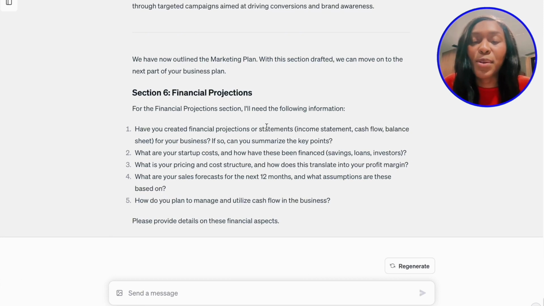And so some of the questions included in this section are: 1, have you created financial projections or statements, like your income statement, your cash flow, or your balance sheet for your business? 2, what are your startup costs and how have these been financed? Have you tapped into your savings, your loans, or have you used investors? 3, what is your pricing and cost structure and how does this translate into your profit margin? 4, what are your sales forecasts for the next 12 months and what assumptions are these based on? And then lastly, how do you plan to manage and utilize cash flow in the business?